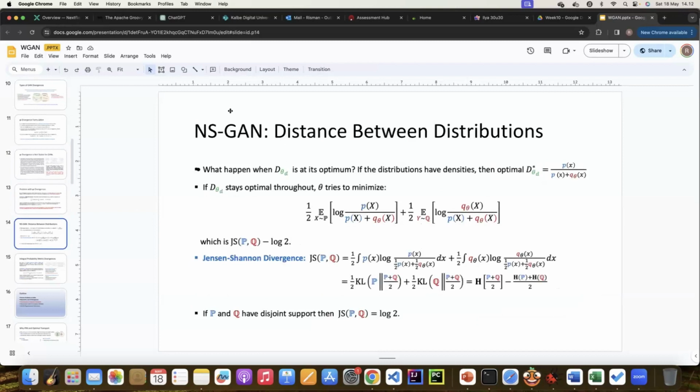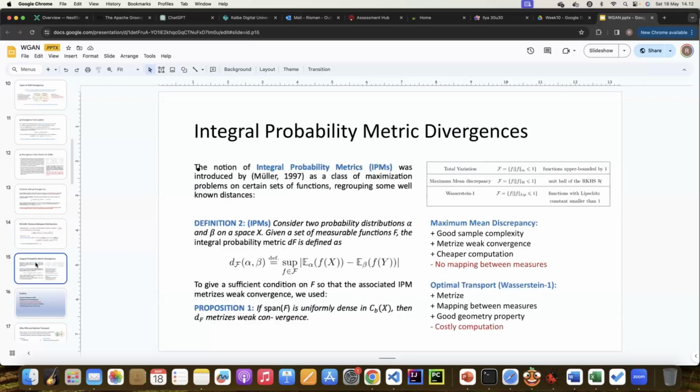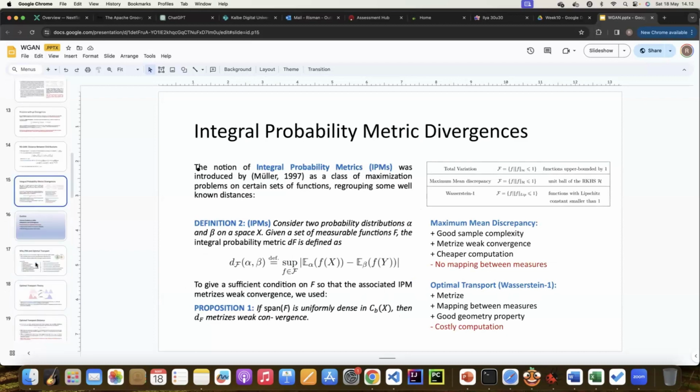So NS GAN, if you noticed in last week's lecture, is actually using JS divergence, which is the symmetric version of KL divergence, and can be defined as a combination of KL divergences. So it's a symmetric version of KL divergence, or Kullback-Leibler divergence. Integral probability metric is a different definition, but it actually comes from optimal transport theory. Okay, let's go deep into this theorem.